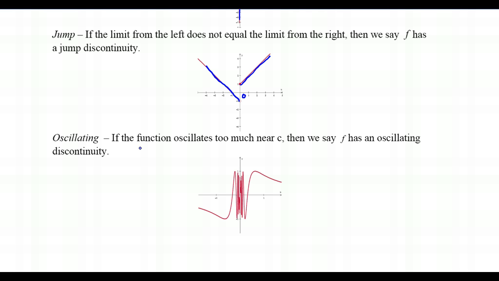And then finally, if the function oscillates too much, then we say f has an oscillating discontinuity. And this one's pretty rare. In fact, we can't have a function oscillate too much and be considered continuous, because remember that this is one of the ways for a limit to not even be defined. So here at 0, the limit may not exist. And if the limit doesn't exist, there's no way we can think about continuity, because continuity depends on the limit existing at a particular value. So oscillating is another type of discontinuity, but one that we rarely focus on.